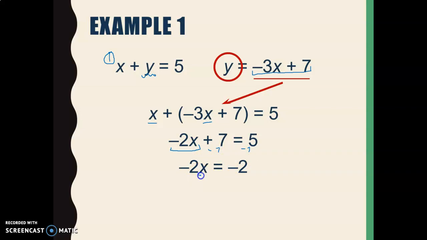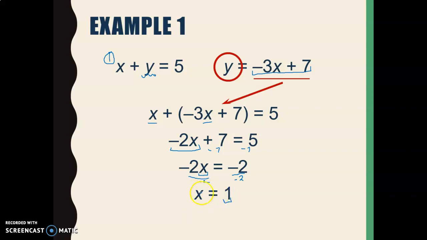And then finally, we want to get the x by itself, and it's being multiplied by negative 2. The way we undo that is to divide by negative 2. Whatever we do to one side, we have to do to the other. And that allows us to find out that x is equal to 1. Well, now I know a numerical value for x.